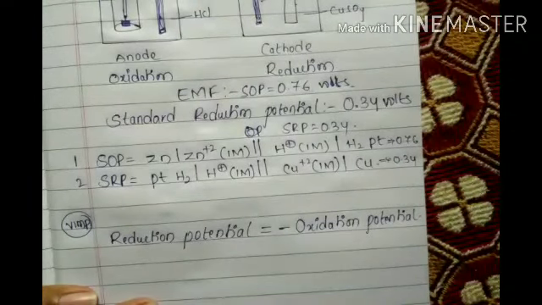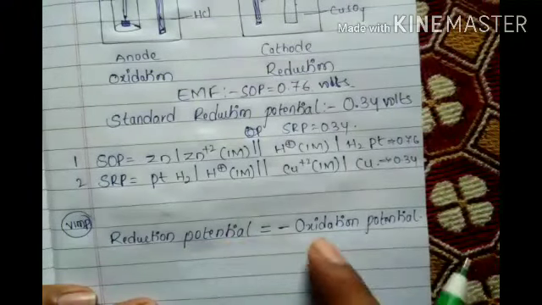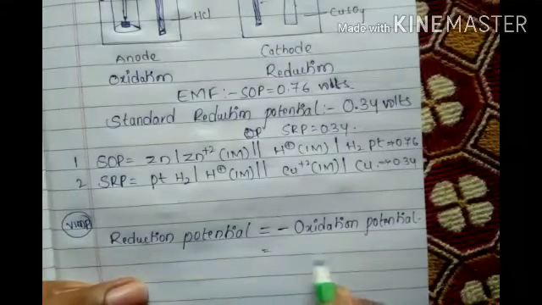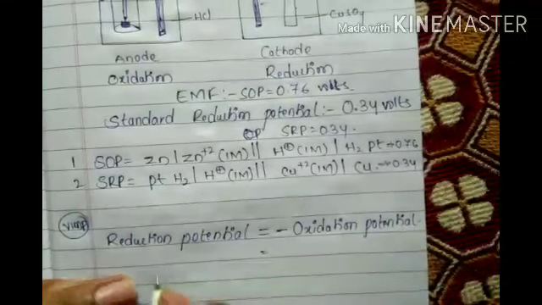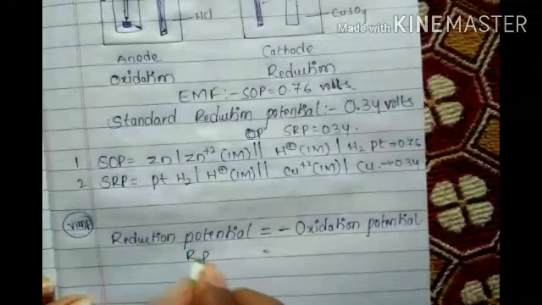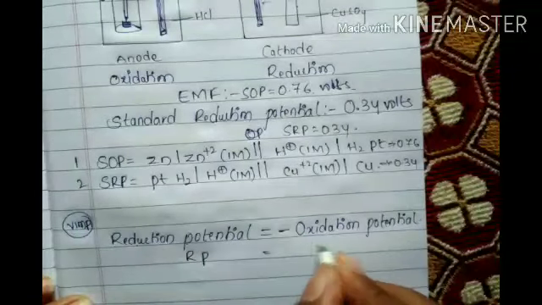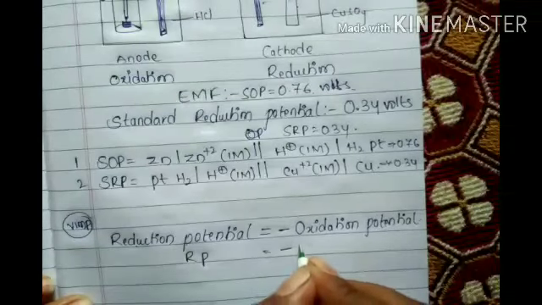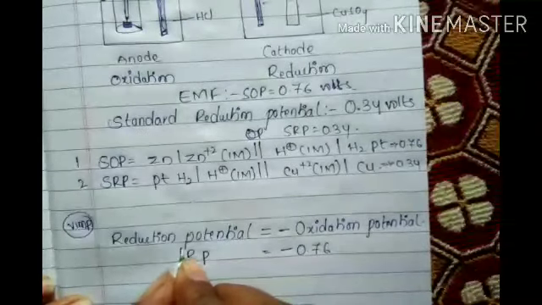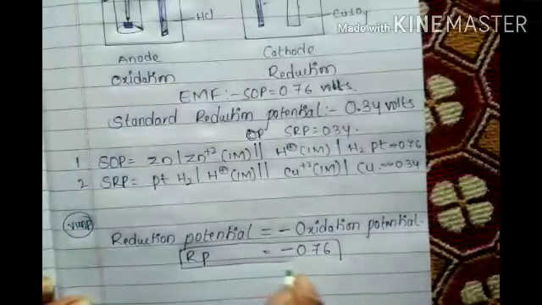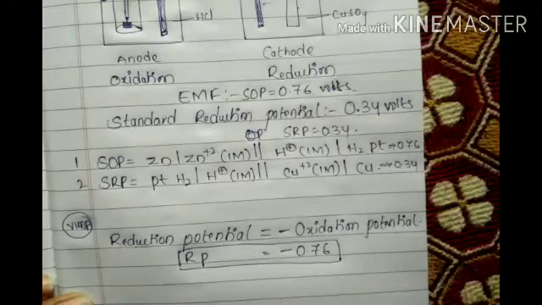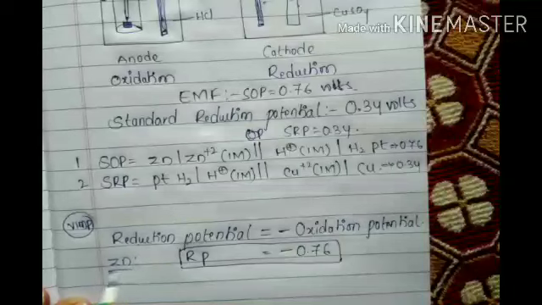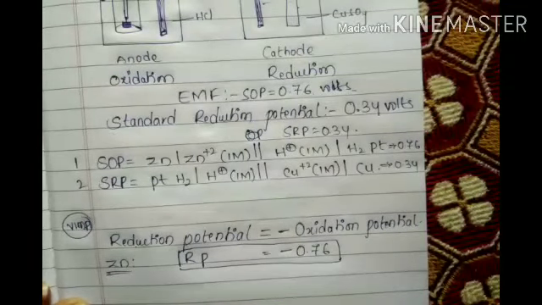This is the formula. Whatever reduction potential value you get, that is the minus of the oxidation potential. So reduction potential equals minus oxidation potential. For zinc, the minus 0.76 value, you have to change it like this every time. This is the first and important formula. It changes every time.